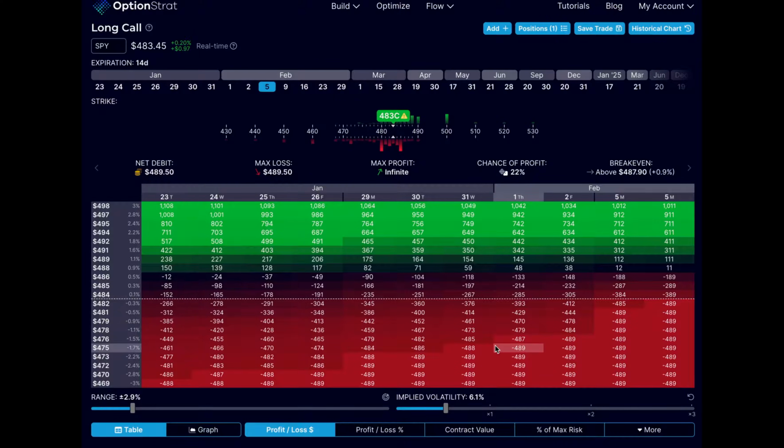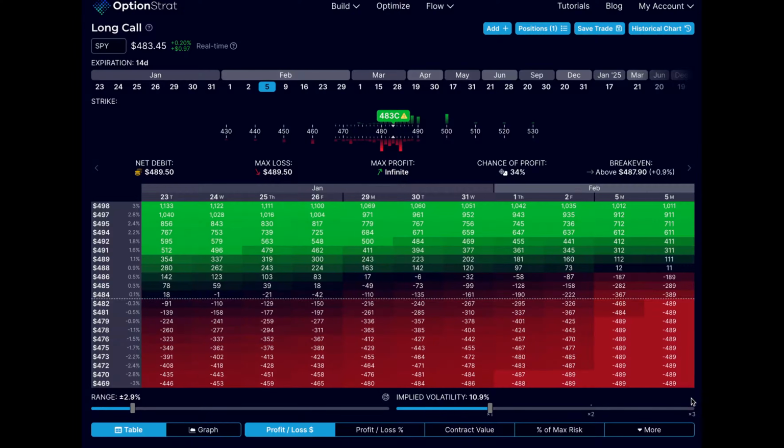Now, if I want to bring that back to whatever current volatility is, I just hit this reset button right there, and it'll take me right back to the current volatility that exists in this trade.